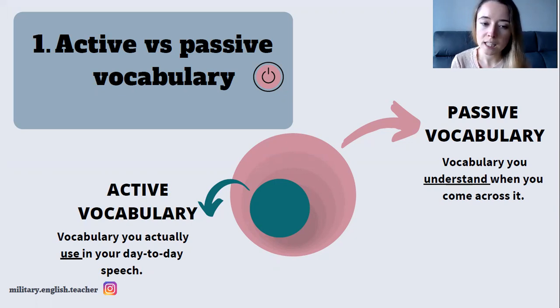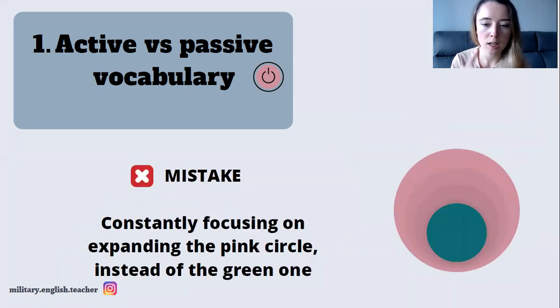So as you can see, there is quite a big difference in the size of those two circles, because the words that we actually use and the words that we know, well, you can see it yourself. And the mistake that many people make is focusing on making the pink circle bigger instead of working on expanding the green circle. I've got a slide about it.